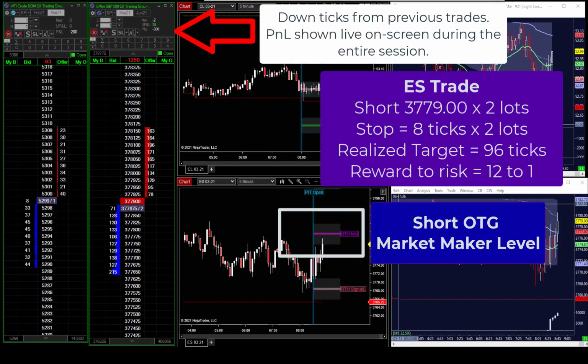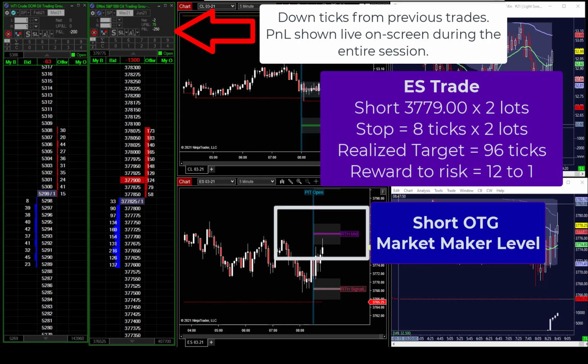79 short. In at 79. The stop here is going to be at 81. In 79, stop 81. Target 68.